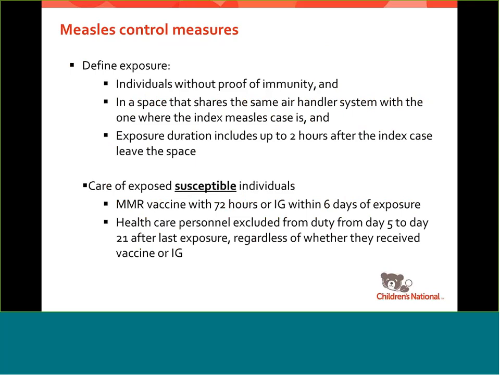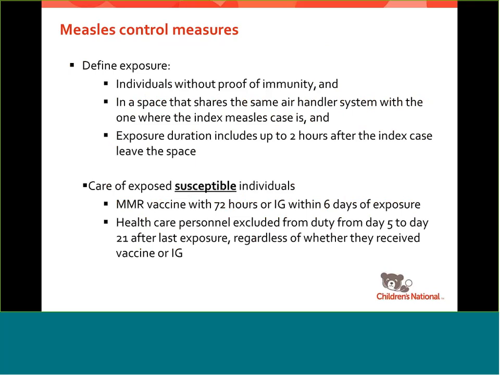So when we're talking about measles control measures, the first thing we want to do is define exposure. So we want to look at individuals that don't have proof of immunity. We want to know about individuals who are in a space that shared the same air handler system where the index measles case was. And then we have to remember that that exposure duration includes 2 hours after the index case leaves the space.